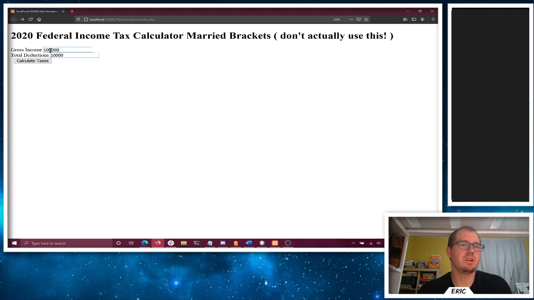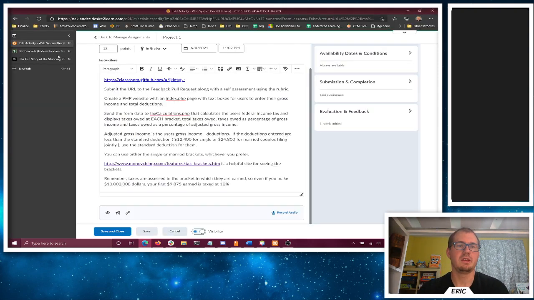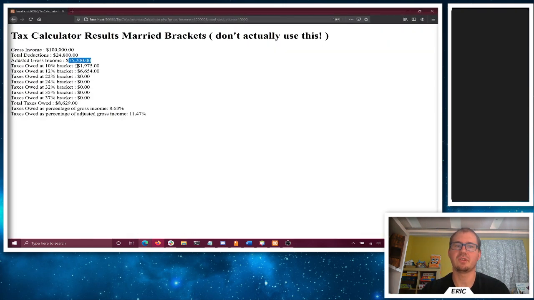And I'll say, hey, gross income, we'll say 100,000. We'll say total deductions is 10,000. Now you notice it doesn't give me the 10,000 because the standard deduction here is larger. So my adjusted gross income should be the 100,000 minus that. Looks about right. So I'm going to pay 10% of my first $19,750. Right? So at the 10% bracket, I owe $1,975.